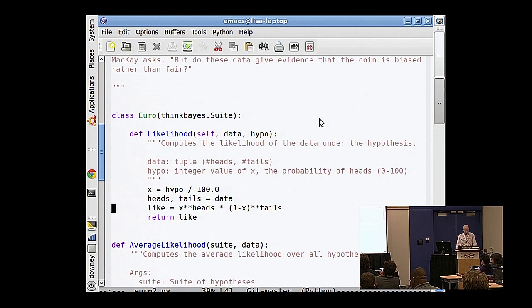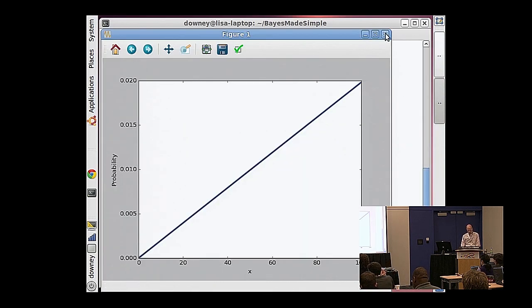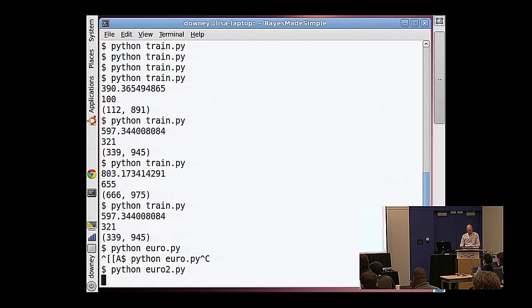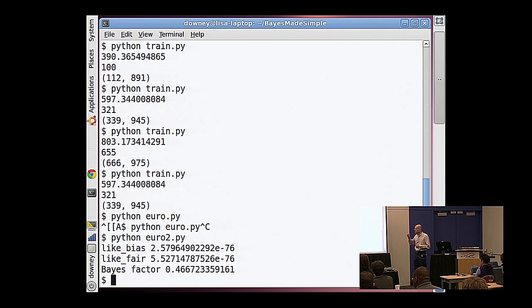If you run this, euro2.py, we're going to get the likelihood of the data if the coin is fair, the likelihood of the data if the coin is biased, and the ratio of those two things is the Bayes factor. So if the coin is biased, we've got a really, really small number, which means that this particular outcome is unlikely to have occurred because there are so many outcomes.